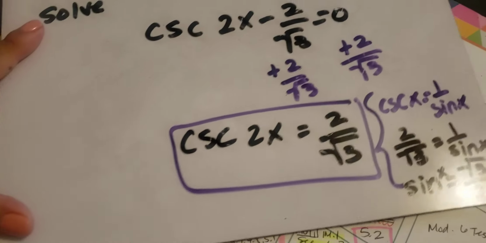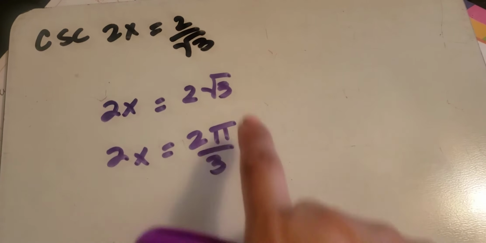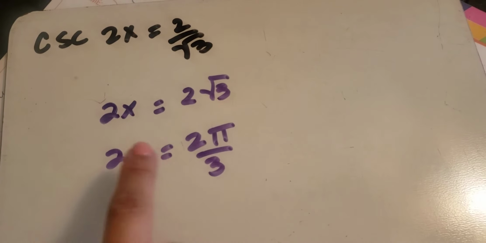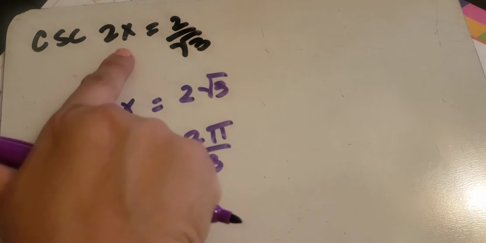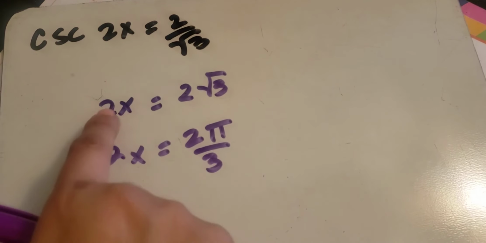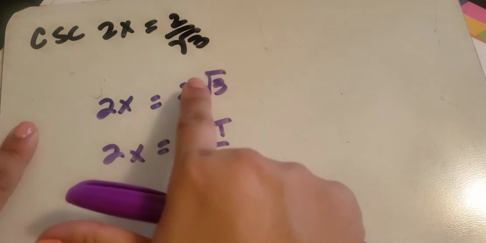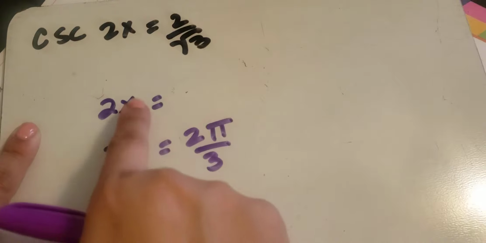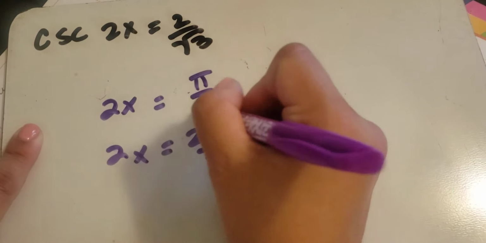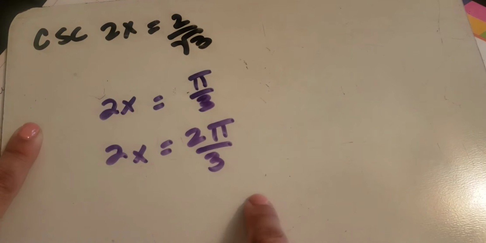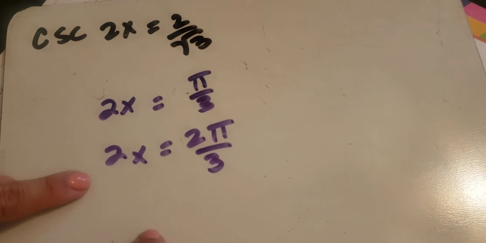Now to write our solutions, let me show you what that would look like. Okay, so we would have two solutions. We said according to the unit circle, our angle, again, ignore the fact that it's 2x. Just think of it as an angle for now. Our angle will produce 2 over radical 3 at pi over 3 and at 2 pi over 3. Okay, but remember this is a multiple angle because now we multiplied by 2.